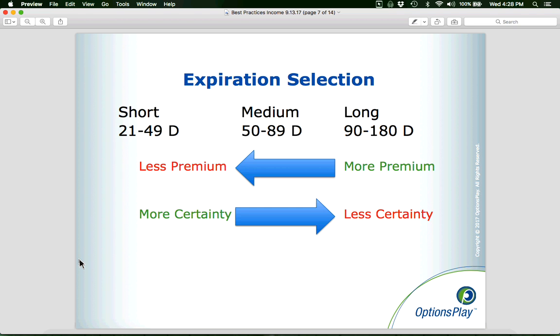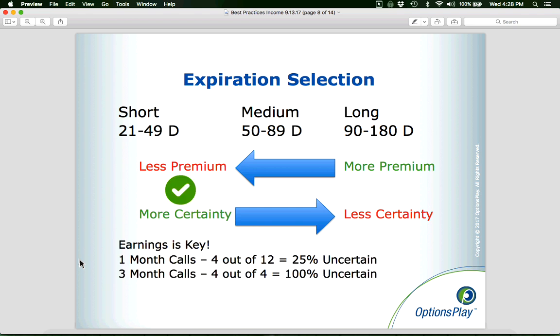So the question becomes, what's better? Should you take less premium with more certainty, or should you take more premium with less certainty? And the answer is actually really simple. It's less premium with more certainty. And the reason for that is really because of earnings. Earnings is one of the biggest contributors to uncertainty when it comes to a stock price.